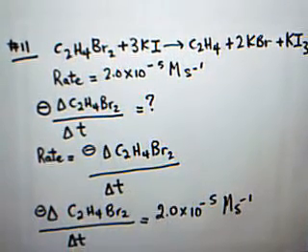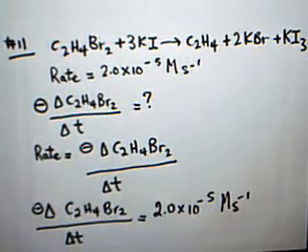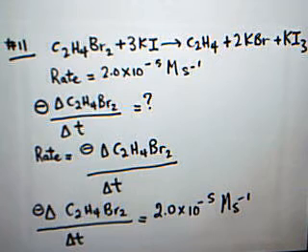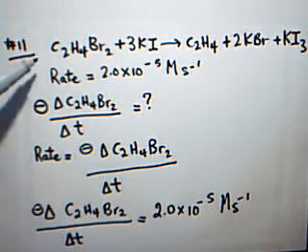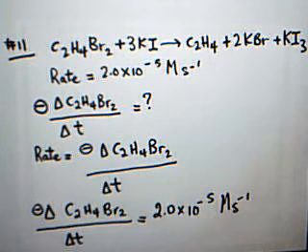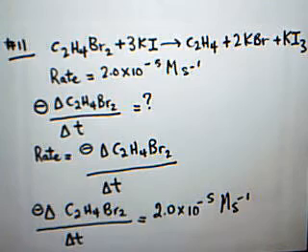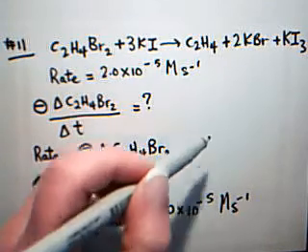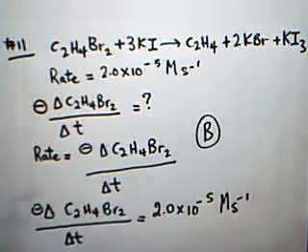So you see, as you do more of these, you'll be able to do them, especially ones like this, by inspection, because the coefficient here was 1. So we knew that the rate of the reaction and the rate of change of C2H4Br2 was the same numerically. And for number 11, that's an answer of B.